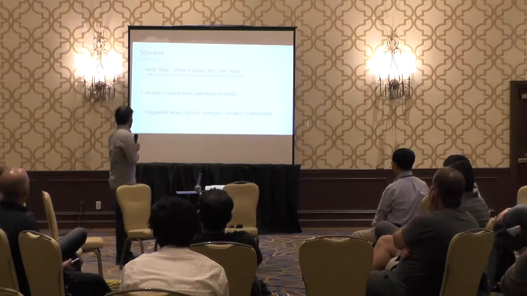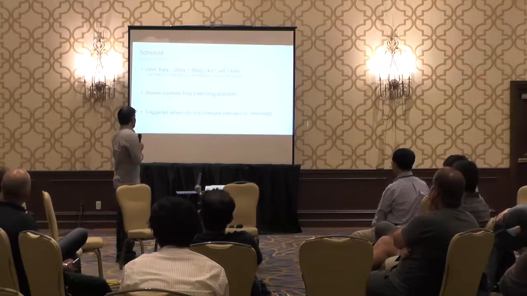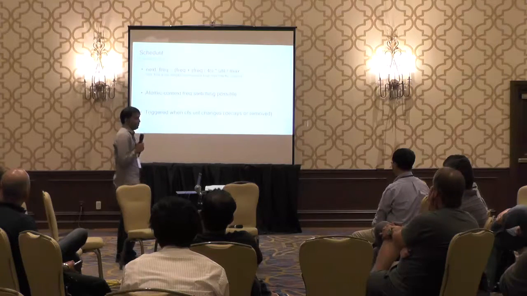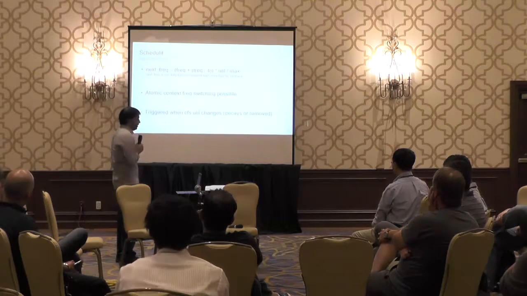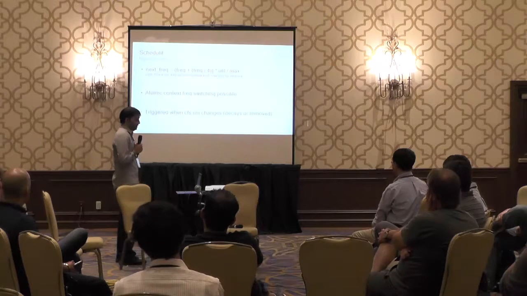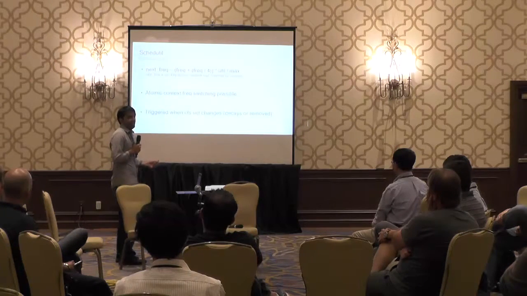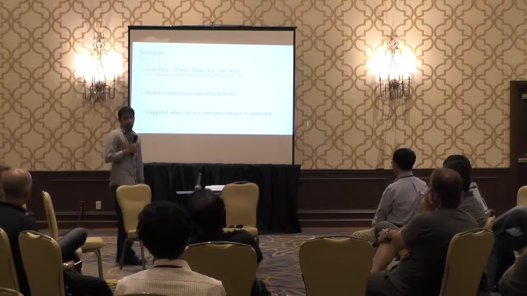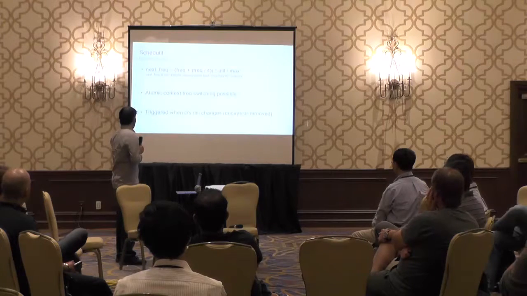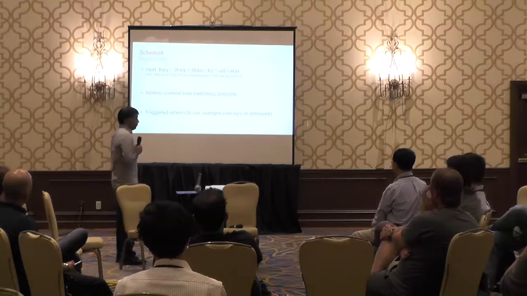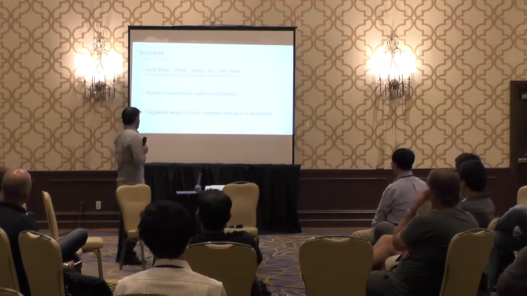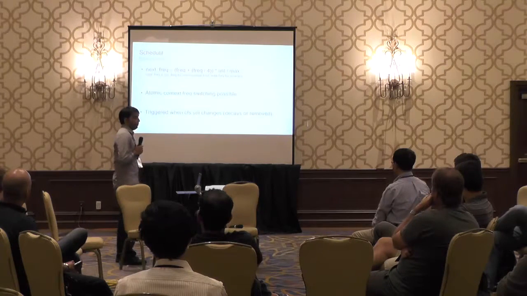Schedutil also supports atomic context freq switching. I don't know if that's exactly the right way to term it. What I really mean to say is that you can actually change frequencies from the scheduler context, if your hardware supports it, without having to schedule a separate work queue or a separate context to do so. Schedutil frequency changes are triggered when the CFS fair utilization changes, i.e. when it is decayed or during migration if the utilization is removed.